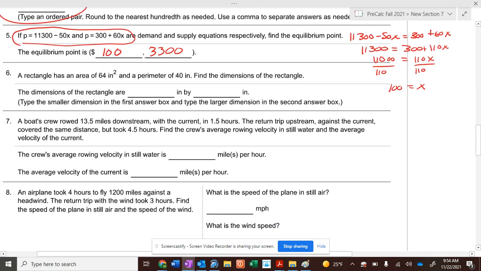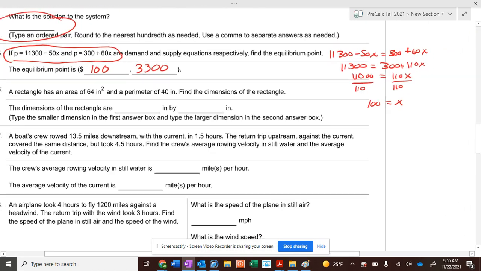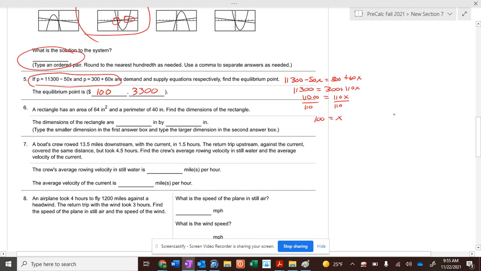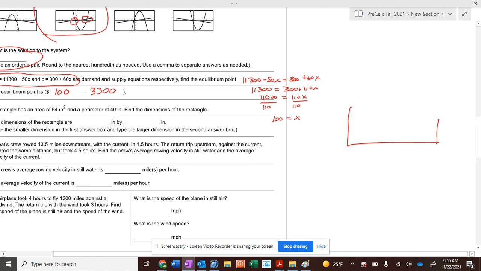Okay. A rectangle. I think this is a test question, so we better make sure we know how to do this. A rectangle has an area of 64 inches squared and a perimeter of 40. The perimeter equals 40 and the area equals 64.